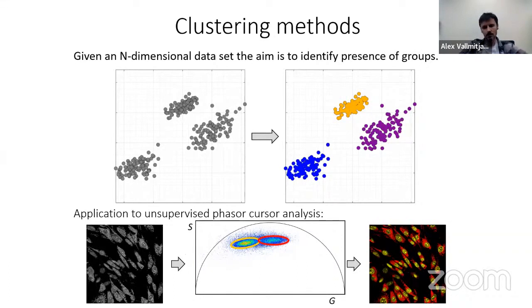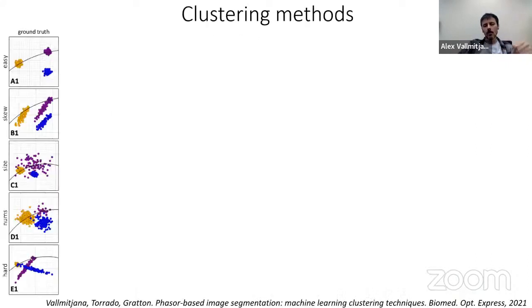This has been done for many years, and traditionally it's been done manually. People would look at the phasor plot and say, okay, this looks like it could correspond to, in this case, the nuclei on the left side, or this corresponds to the cytoplasm. But in the advent of modern technologies, it makes sense to find a way to do this automatically, fast, in a batch processing way.